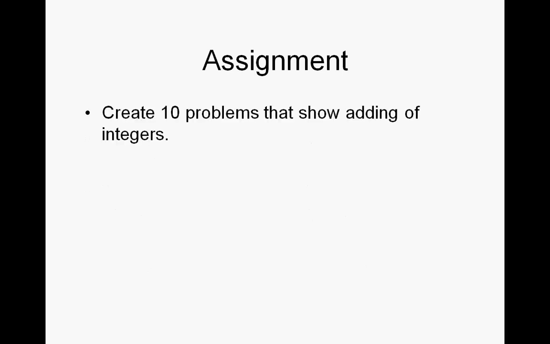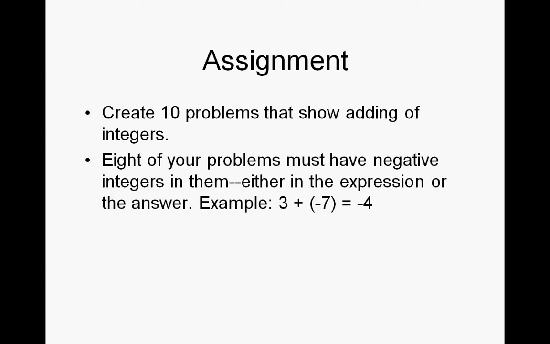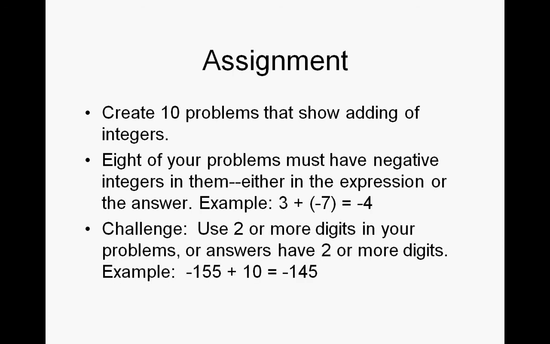Okay, here's your assignment. Create 10 problems that show adding integers. 8 of your problems must have negative integers in them, either in the expression or the answer. For example, 3 plus negative 7 is a negative 4. And if you're up for the challenge, use 2 or more digits in your problems, or the answers have 2 or more digits. For example, negative 155 plus 10 is equal to a negative 145.